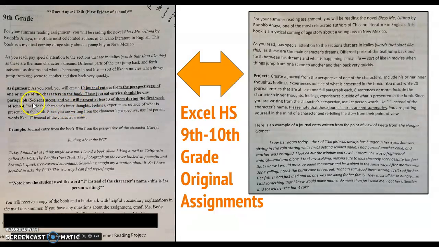They have to be 5 to 6 sentences, and they have to present 3 of them in the first week of school. And they have to include the characters' inner thoughts, feelings, experiences outside of what is presented in the book. And so basically the assessment would be, can the students create a journal entry like the one pictured here with first-person perspective and insightful commentary about what the characters in Bless Me Ultima are going through.